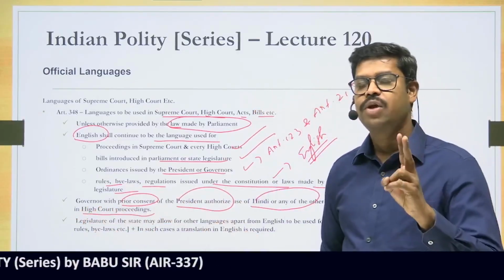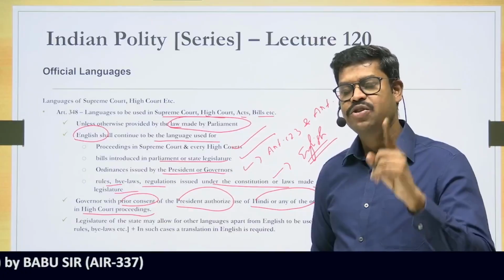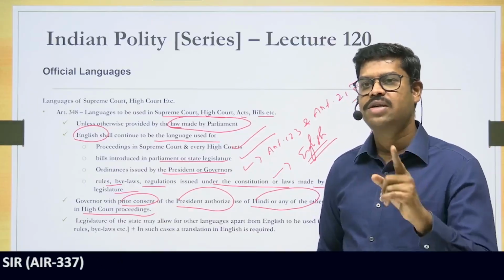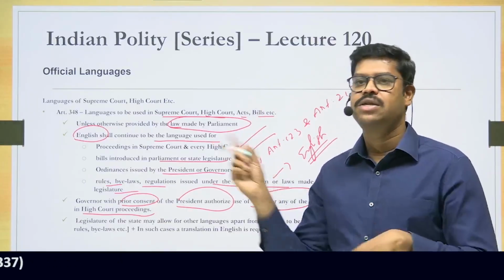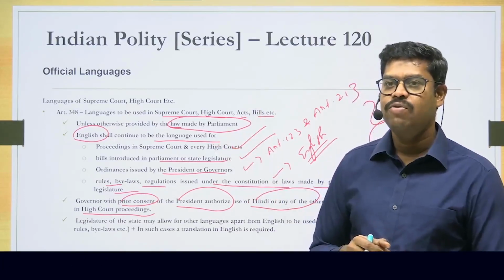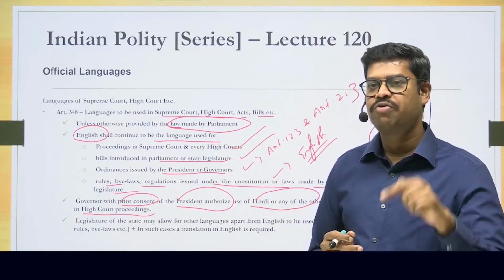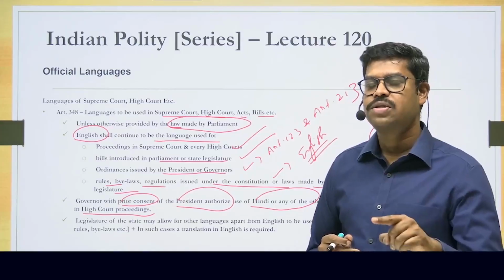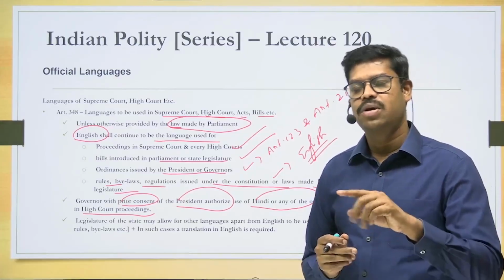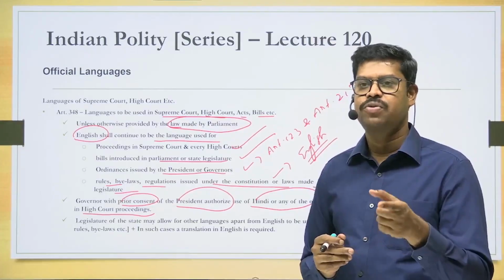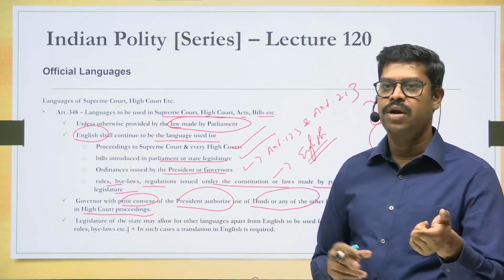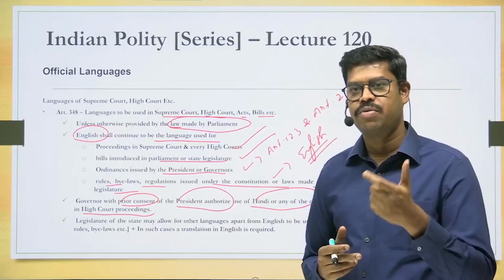Now two things that you have to remember. It is only for the purpose of proceedings in the High Court, and who can authorize it? The governor may allow with the prior consent of the President. But the key word here is it is not for the Supreme Court, it is only for the High Courts. And in High Courts, any language can be allowed apart from English, whether Hindi or any other language.